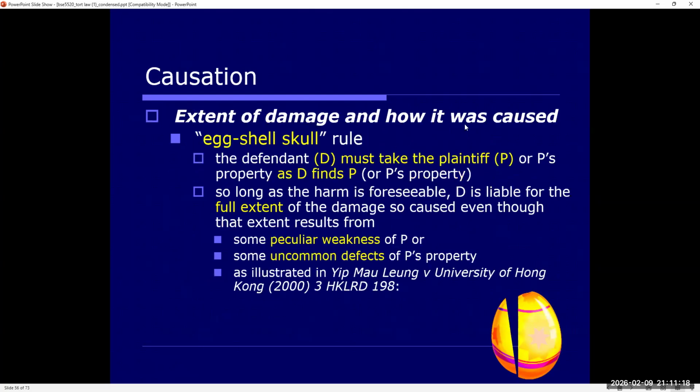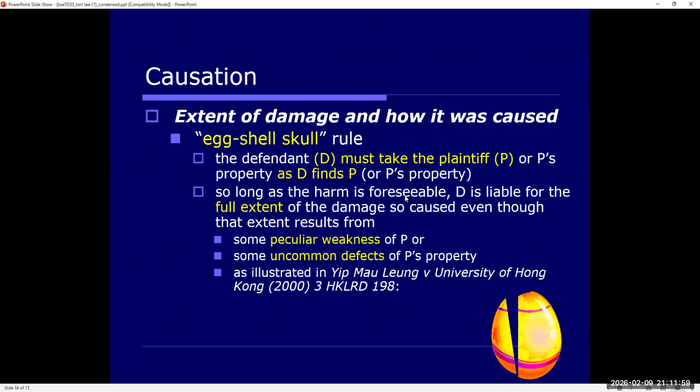Extent of damage and how it was caused. The eggshell skull rule. This is a very famous rule. What does it mean? The key point is the defendant, D, must take the plaintiff, P, as D finds P. So when you come across an egg, if you know that the egg is very weak, very easy to break, that means if your employee has some disability, very weak, then you need to be careful.